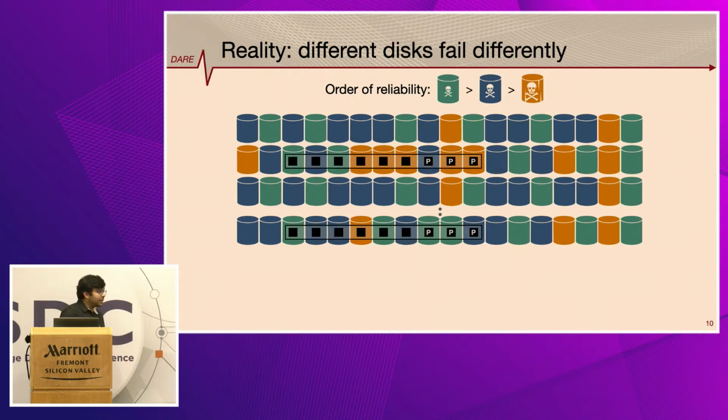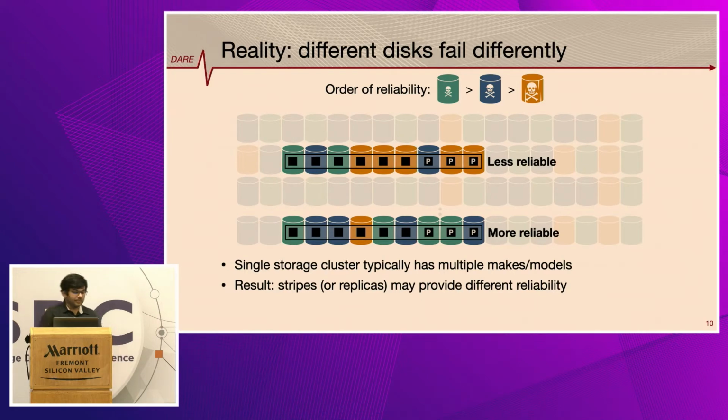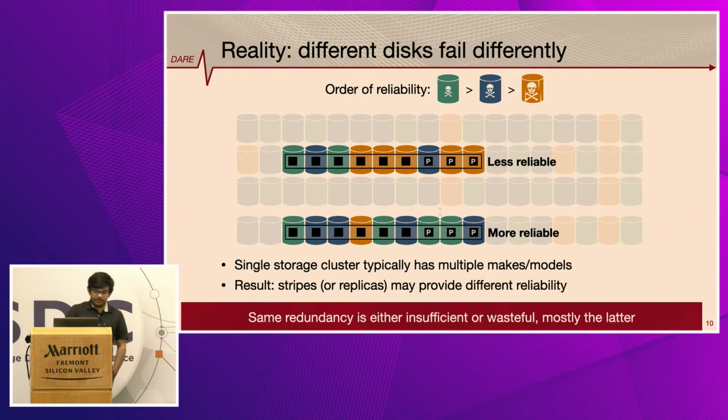So when you have the same redundancy scheme in this cluster, they actually may provide different reliability because the disks on which the chunks are stored are not failing at the same rate. So in this example, the top stripe is less reliable compared to the bottom stripe because the top stripe has many more chunks on the yellow disks, which are the risky disks.